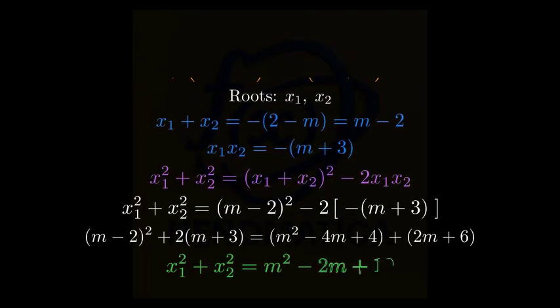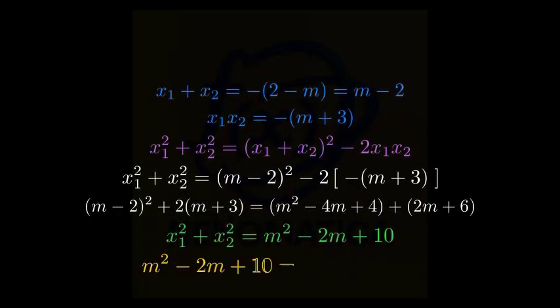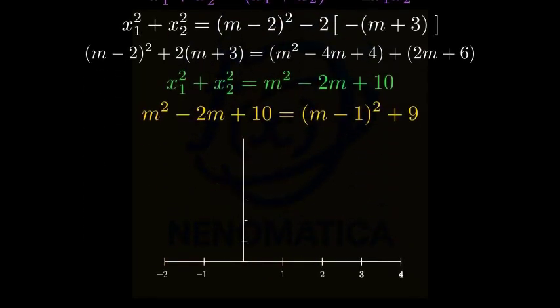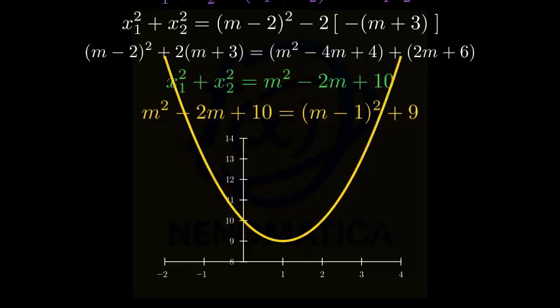Combine like terms to get a simple quadratic in m. To see the minimum clearly, complete the square. m squared minus 2m plus 10 equals (m minus 1) squared plus 9.